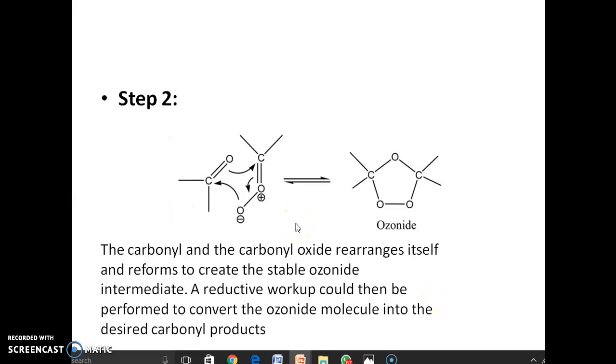In step 2, the carbonyl compound and carbonyl oxide formed in the first step both get rearranged to create a stable ozonoid intermediate. A reductive workup is then performed to convert the ozonoid molecule into the desirable carbonyl products.